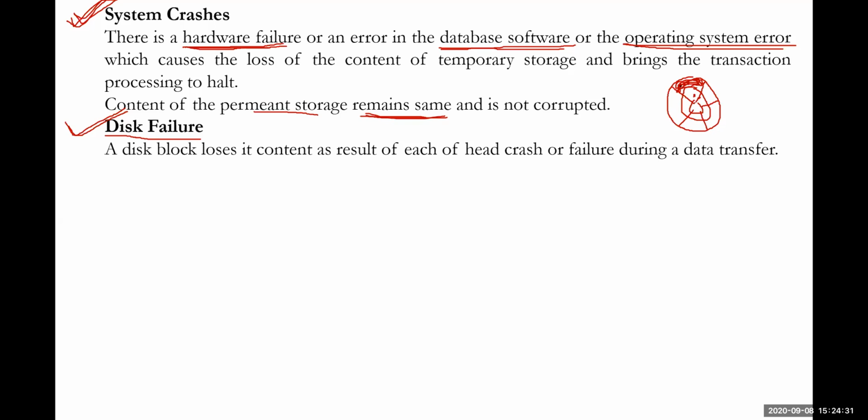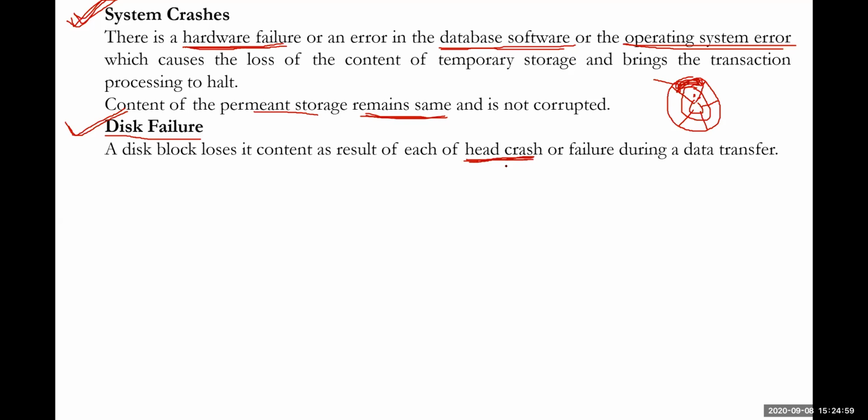This area might have some bad sectors. Disk blocks will have some kind of bad sectors. Obviously, you cannot retrieve the data from that particular bad sector. So this is one of the causes where disk failure will occur. And because of this bad sector, the disk reading head will get scratched.